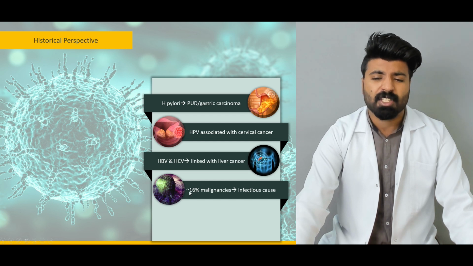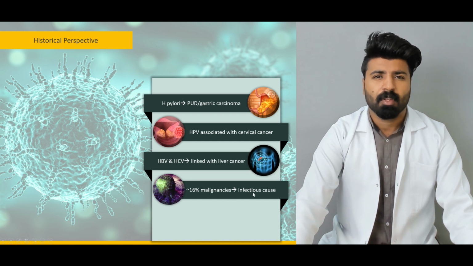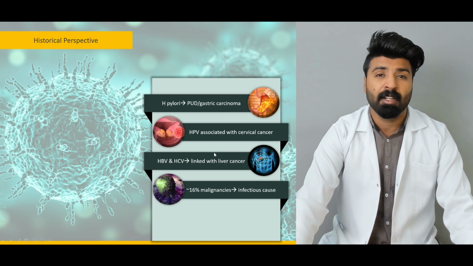Next on, we have about 16% of malignancies due to infectious causes. What are those malignancies? We just talked about one. If we have liver cancer, if it's going to metastasize, if it's going to be malignant, it's one of those types, one of those 16% that we are telling here, that 16% of the malignancies are because of infectious diseases.